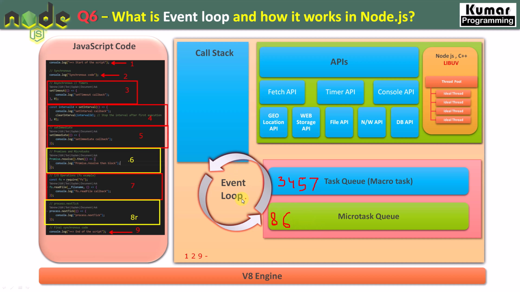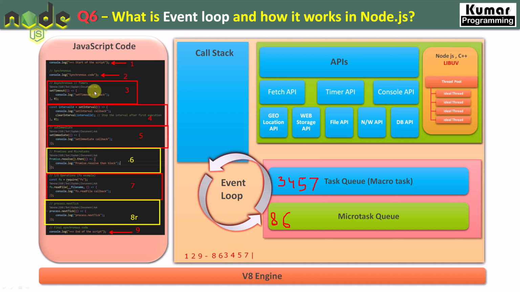And now our event loop is running, right? So our event loop will first check the micro task queue. It will find 8 and 6, right? So our next execution will be 8 and then 6, right? And after that, once all the events are finished from the micro task queue, then it will execute from the task queue, right? So now 3, 4, 5 and 7 will be executed. So here 3, 4, 5 and 7 will be executed. So this will be the order of execution.